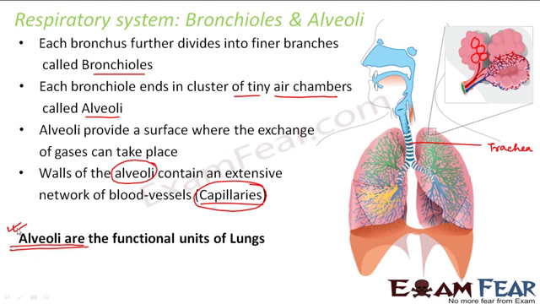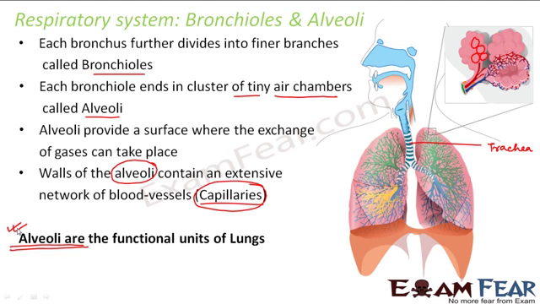So whatever we studied in the respiratory system, we saw that the purpose of this respiratory system is exchange of gases. Correct? And this exchange of gases did not take place in the nostrils or nasal cavity or trachea or bronchi or bronchioles. The actual exchange of gases took place in the alveoli. So they are the functional units of the lungs. All other parts of the respiratory system only helped in the passage of air. They helped the air to reach the lungs.